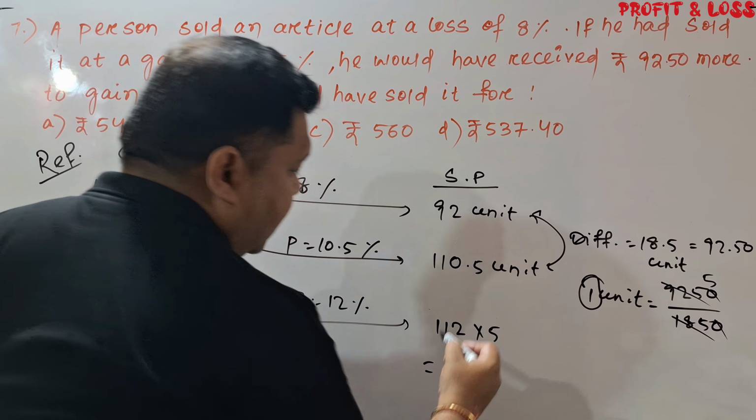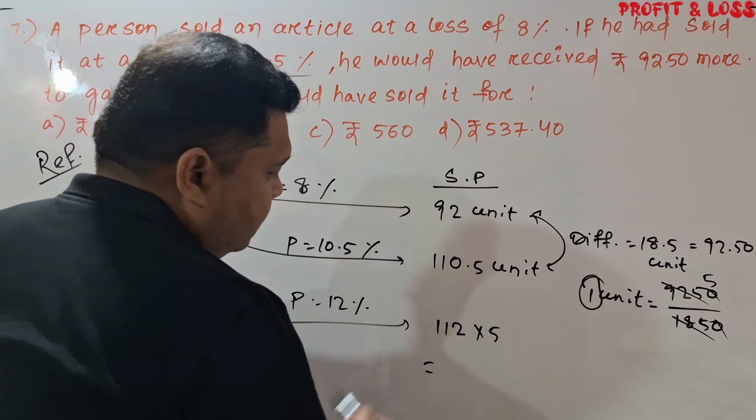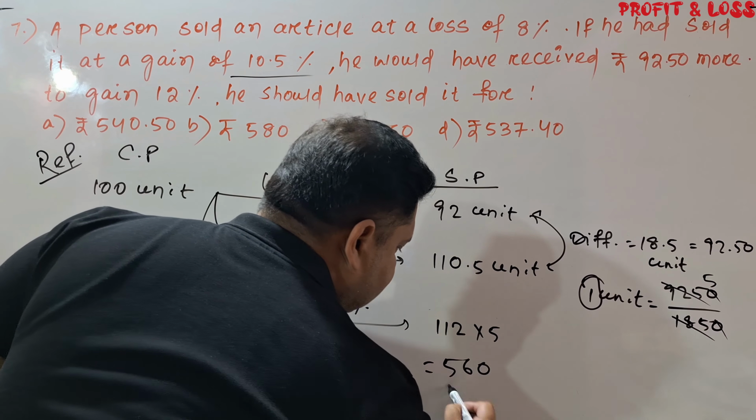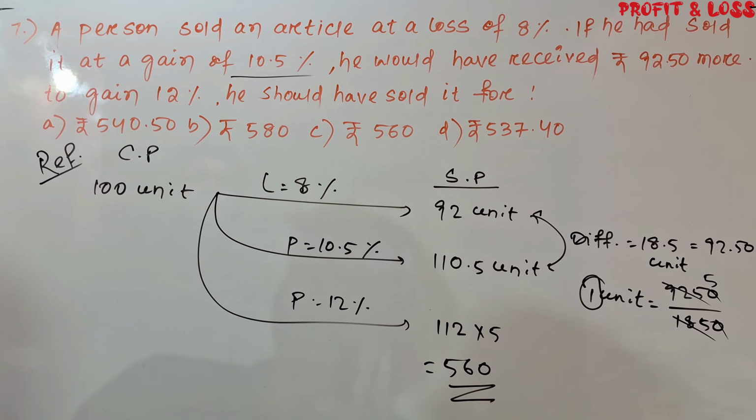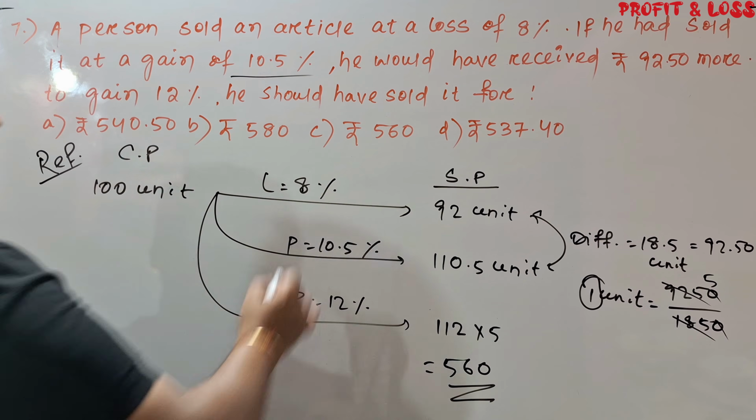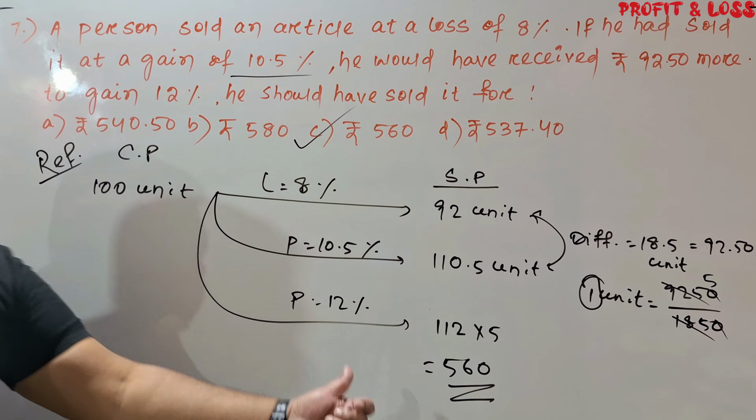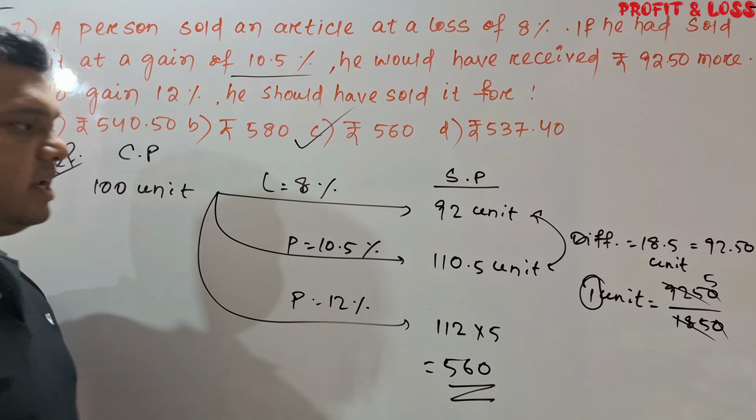110 into 5 is 550. 550 and 10, that is equal to 560. Answer is 560. Is it there in the options? Yes, Option C. Option C is correct. Check it. 1 unit you can find.